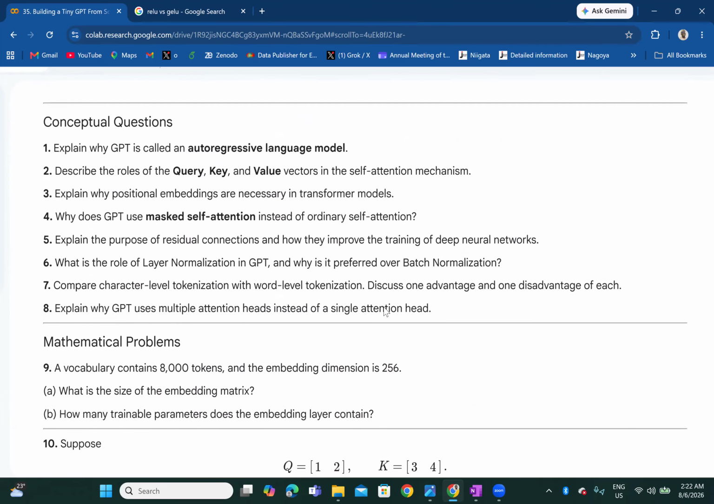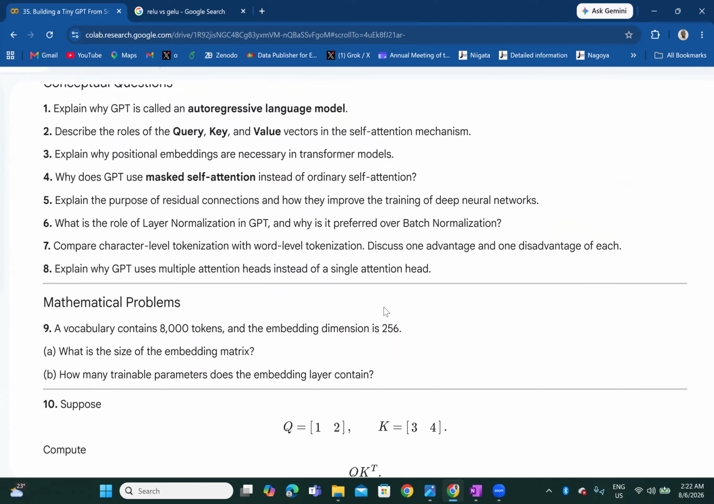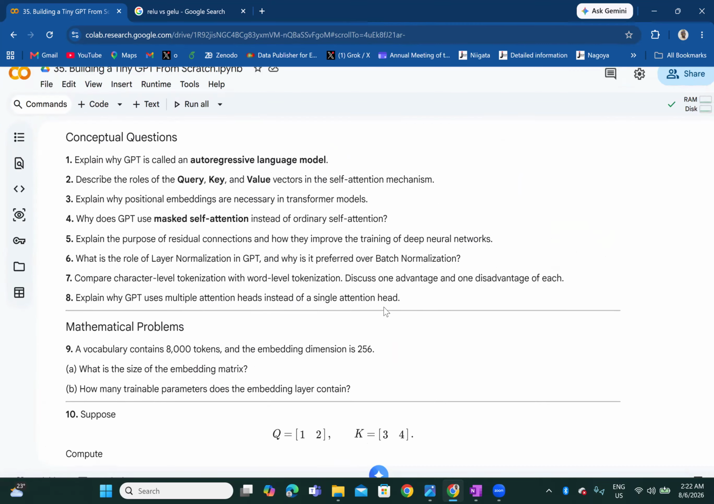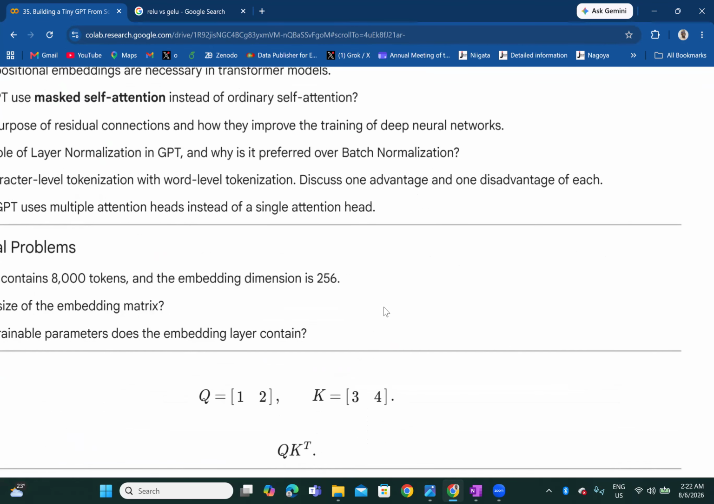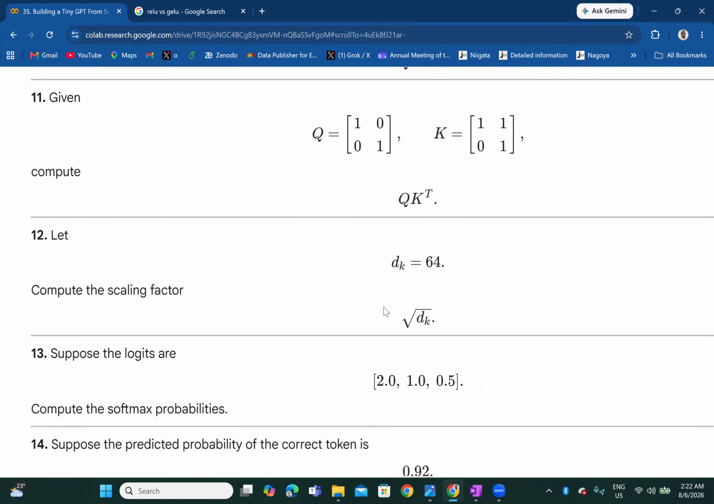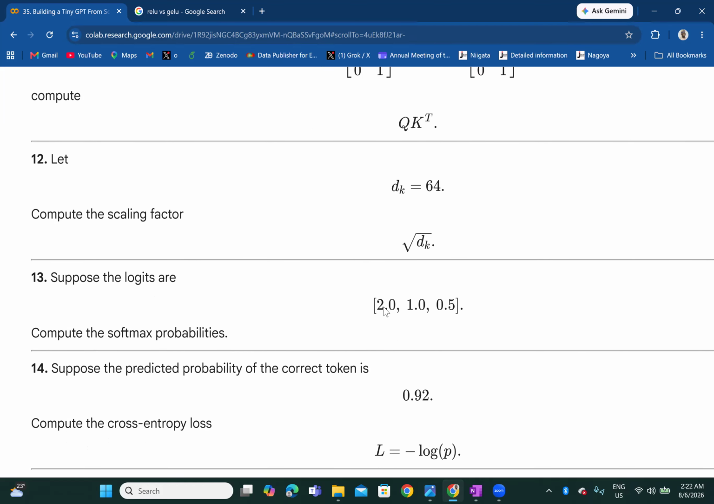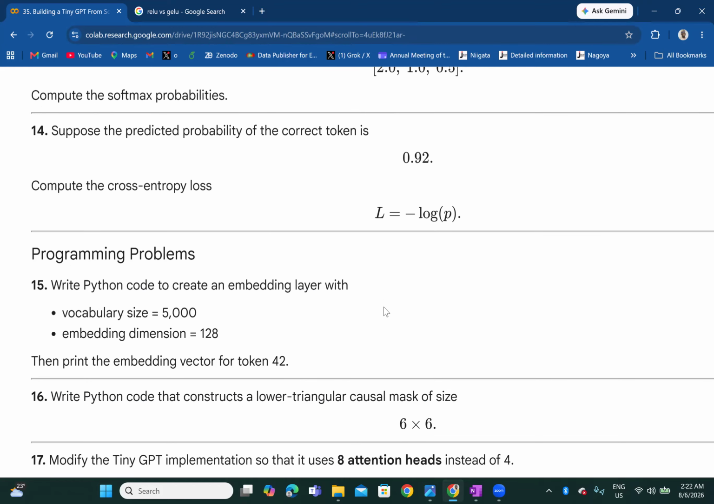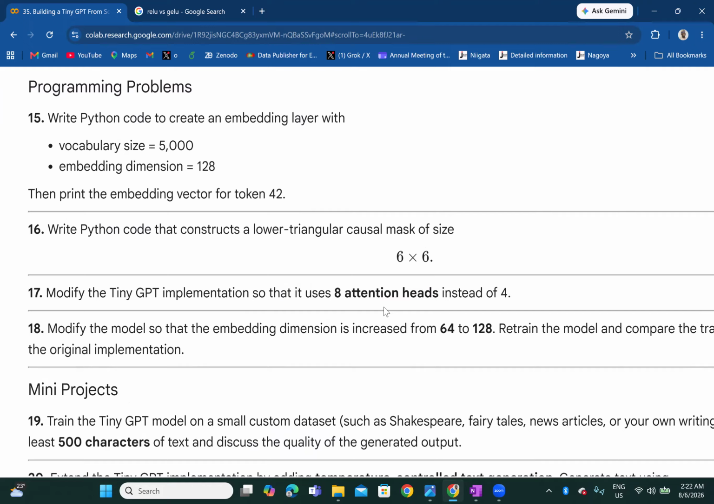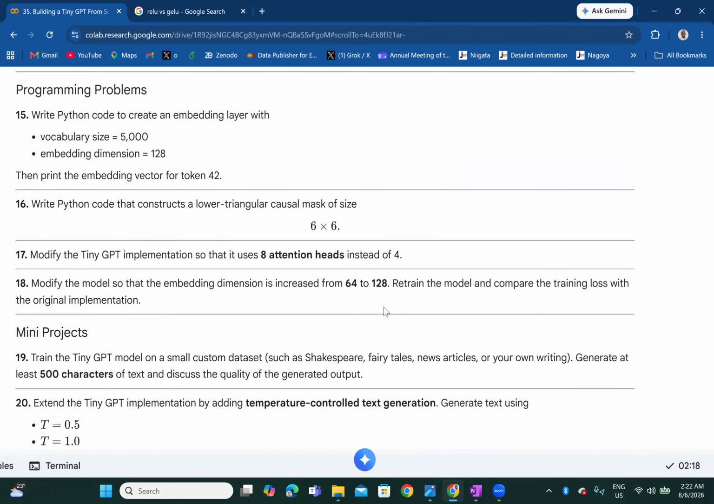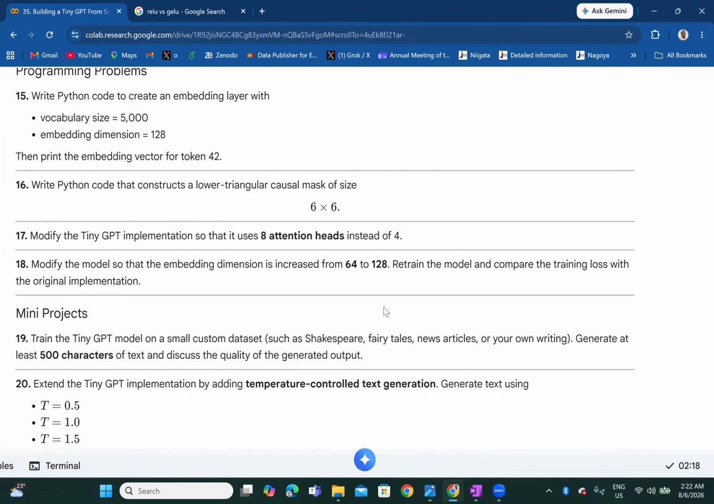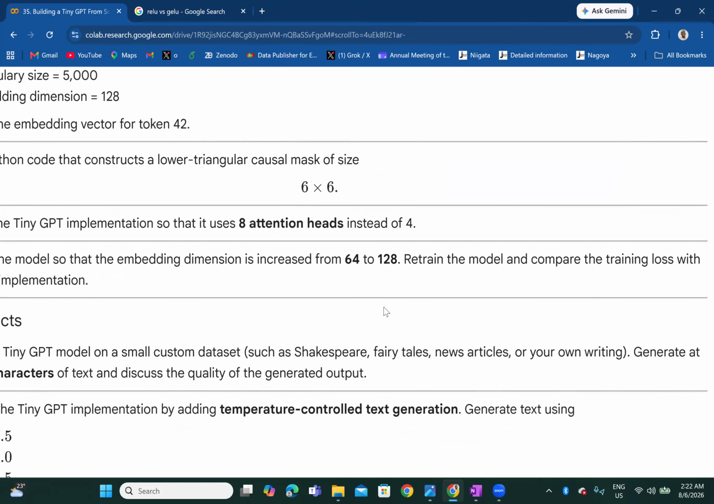You can see all the questions from 1 to 10 here right now. Questions 1 to 10, all here. Then you can see 11. So I'm solving 13. Suppose the logits are 2.0, 1.0, 0.5. Compute the softmax probabilities. We've done this a couple of times. I will do that again. You can see all this up to 14. Then, can we see the rest now? We can see up to 19 here. Or can we see up to 20? We can see 15 to 19 like this.